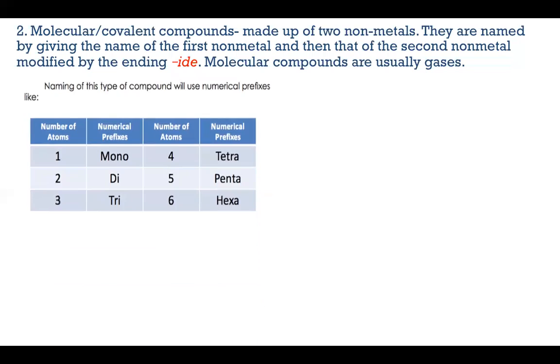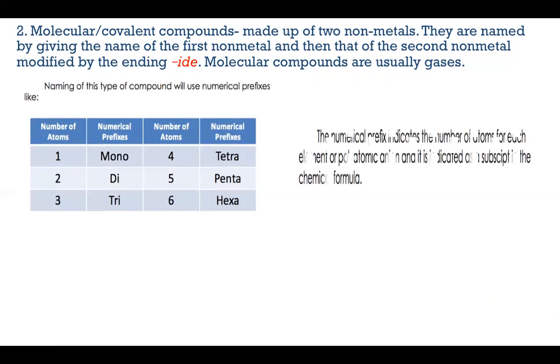compounds. In naming of this type of compound, you have to use the numerical prefixes like number of atoms, 1. Pag number of atoms, sa numerical prefixes, ang gagamitin ay mono. So check always the number of atoms indicated in the chemical formula. So pag dalawa, di, 3, tri, and so on. The numerical prefix indicates the number of atoms for each element or polyatomic anion, and it is indicated as a subscript in the chemical formula.